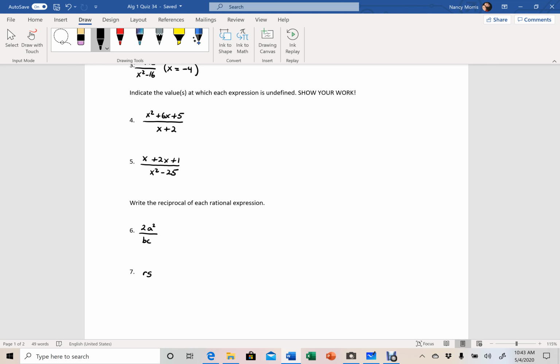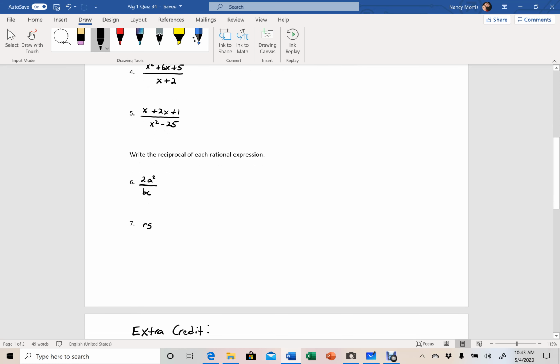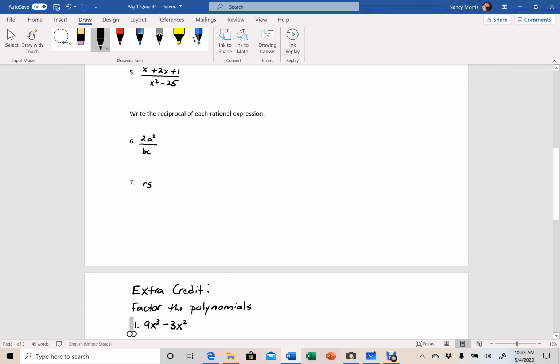And then 6 and 7, we're just simply writing the reciprocal. Remember, the reciprocal of a rational expression is just when we take that and invert it. Now remember, whenever we do not have a denominator, we are understanding our denominator to be over 1. Remember, anything over 1 is that number. So in this case, this is rs over 1, and then we invert it.